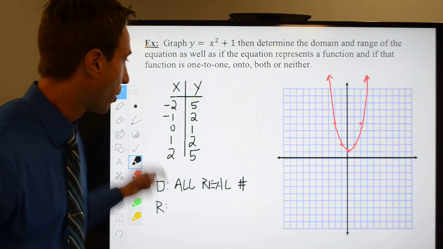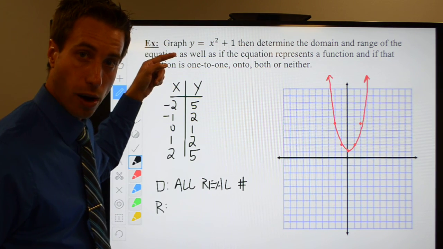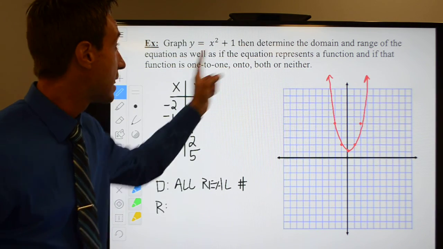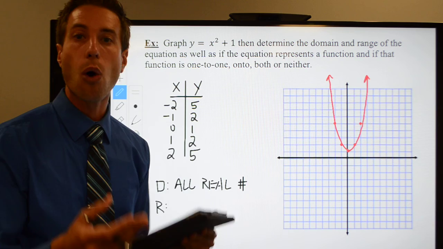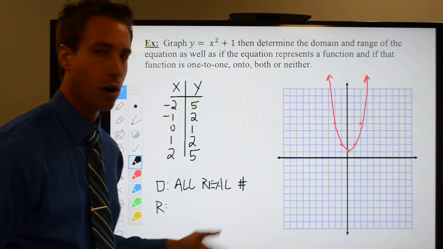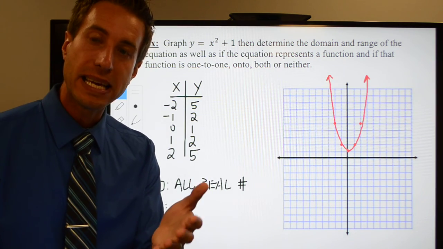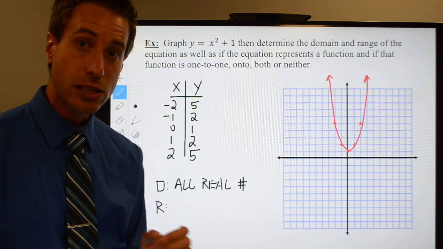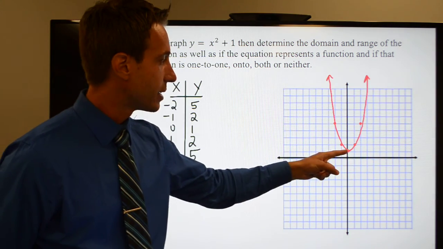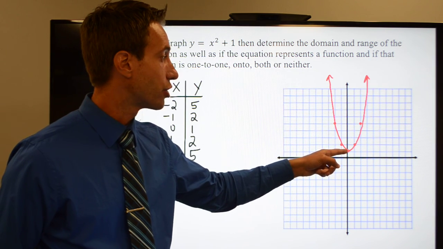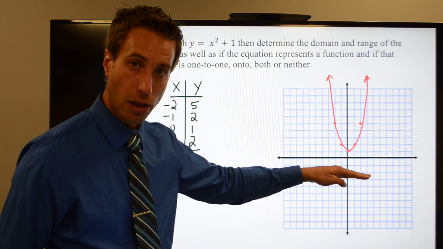Think about it. Plug in any negative value you want. When you square it, it's going to be positive, and then I'm adding a number. It's always going to be positive. This y column will always be positive. It will never be negative. What that means is that my range is restricted. This is the smallest value for y. My function's never going to drop below that.